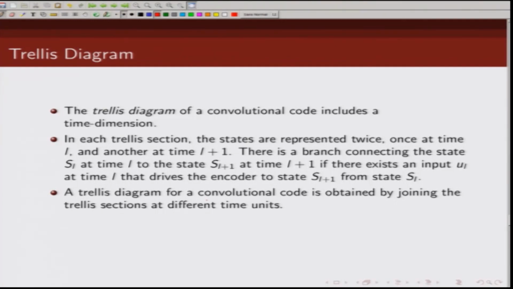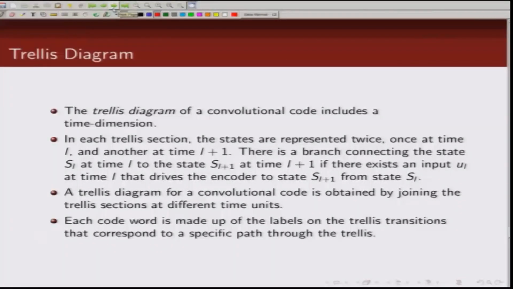And a trellis diagram is obtained by joining trellis sections at different time instances. So, to draw the complete diagram, I am going to join trellis sections at various times together, and that is how my trellis diagram will be drawn. The interesting thing is, in a trellis then we can see all possible code words. Any valid transition path is a valid code word. So, let us say initially our encoder is in all 0 state and it goes back to all 0 state, then all possible paths from all 0 state to the final all 0 state will enumerate all possible code words that we have.